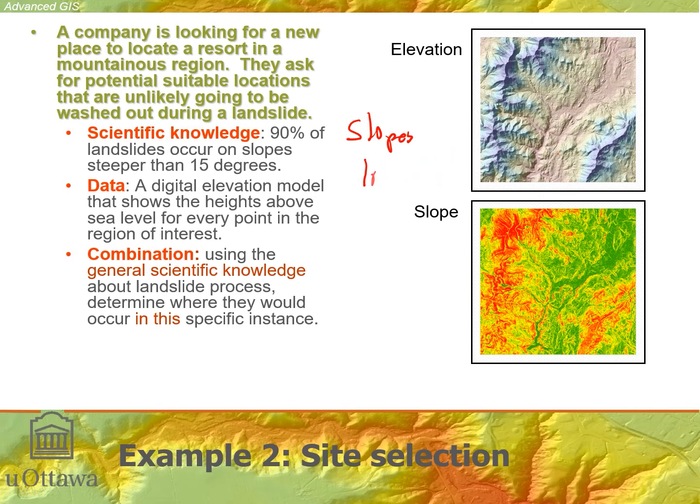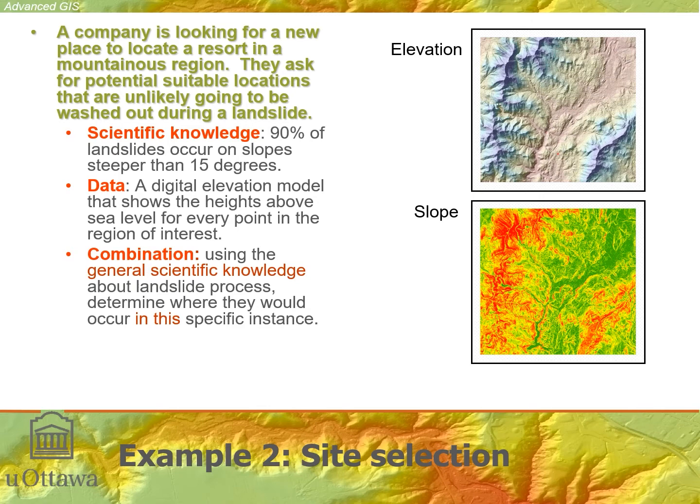So based on that general knowledge, which is just made up here for your information, this is not real, we combine that general scientific knowledge with specific data, which is a DEM that we see here in a specific region. So we're putting together general knowledge with a specific geographic region. We're combining generalizations with specific areas using the geography of a specific area.